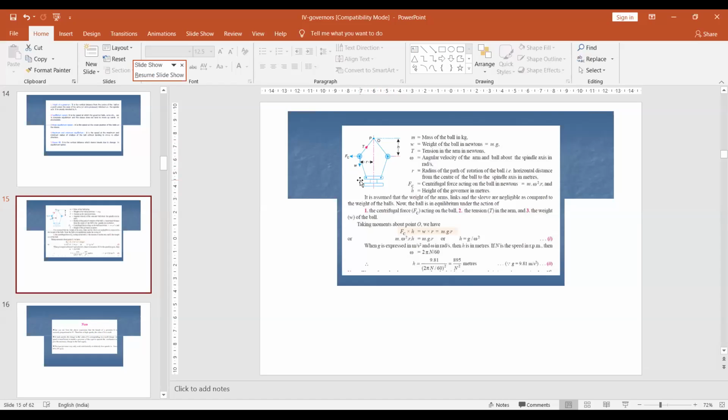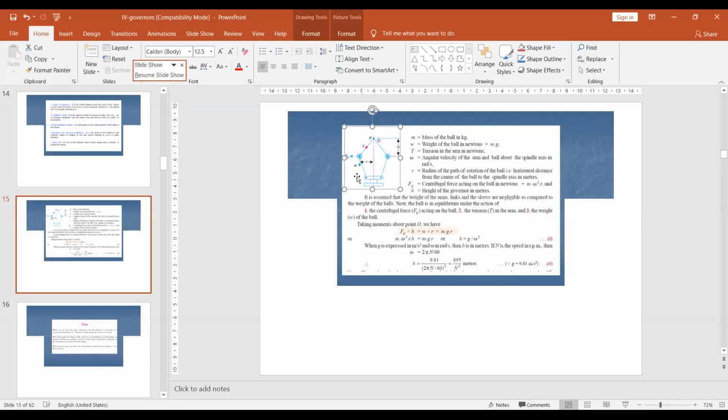So then what forces are there in our system? Just all of you observe that. The forces are centrifugal force. The fly balls have the centrifugal force FC. That centrifugal force is acting towards the outside of our governor.